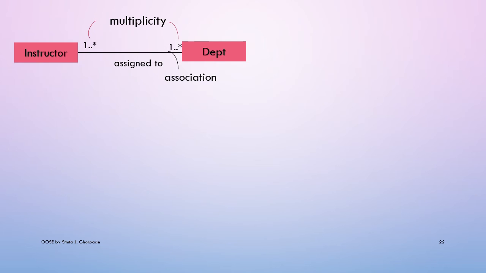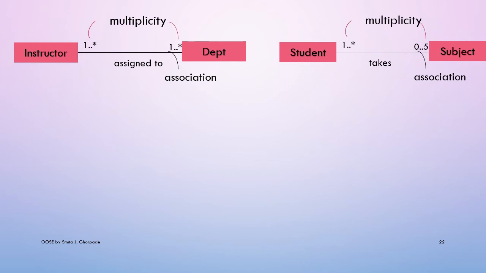Some more examples for showing multiplicity: instructor and department class. One or many instructors instruct one or many departments, or we can say one or many instructors are assigned to one or many departments. Then student and subject class: multiplicity is shown as one or many students take 0 to 5 subjects. So these are the two examples for showing the multiplicity.